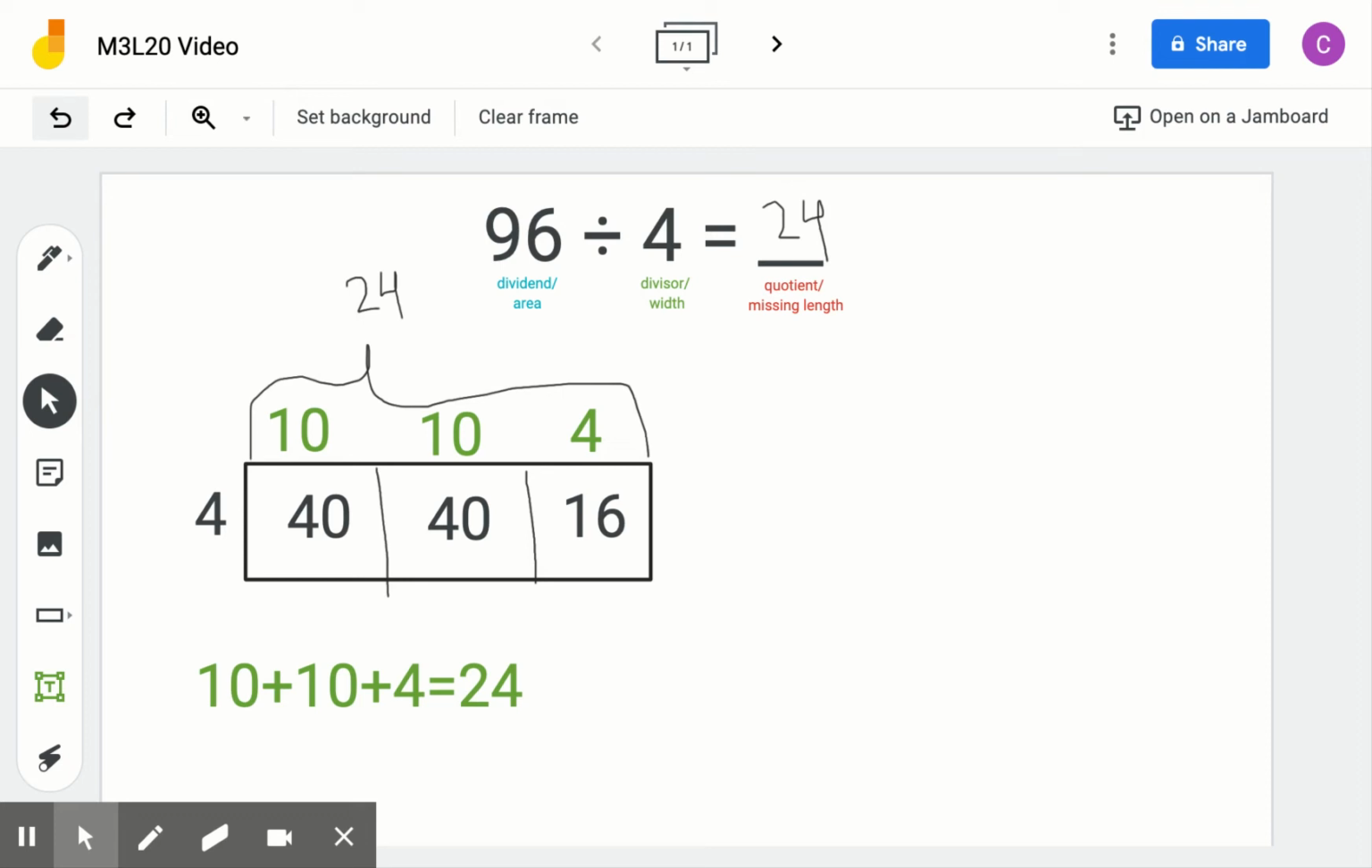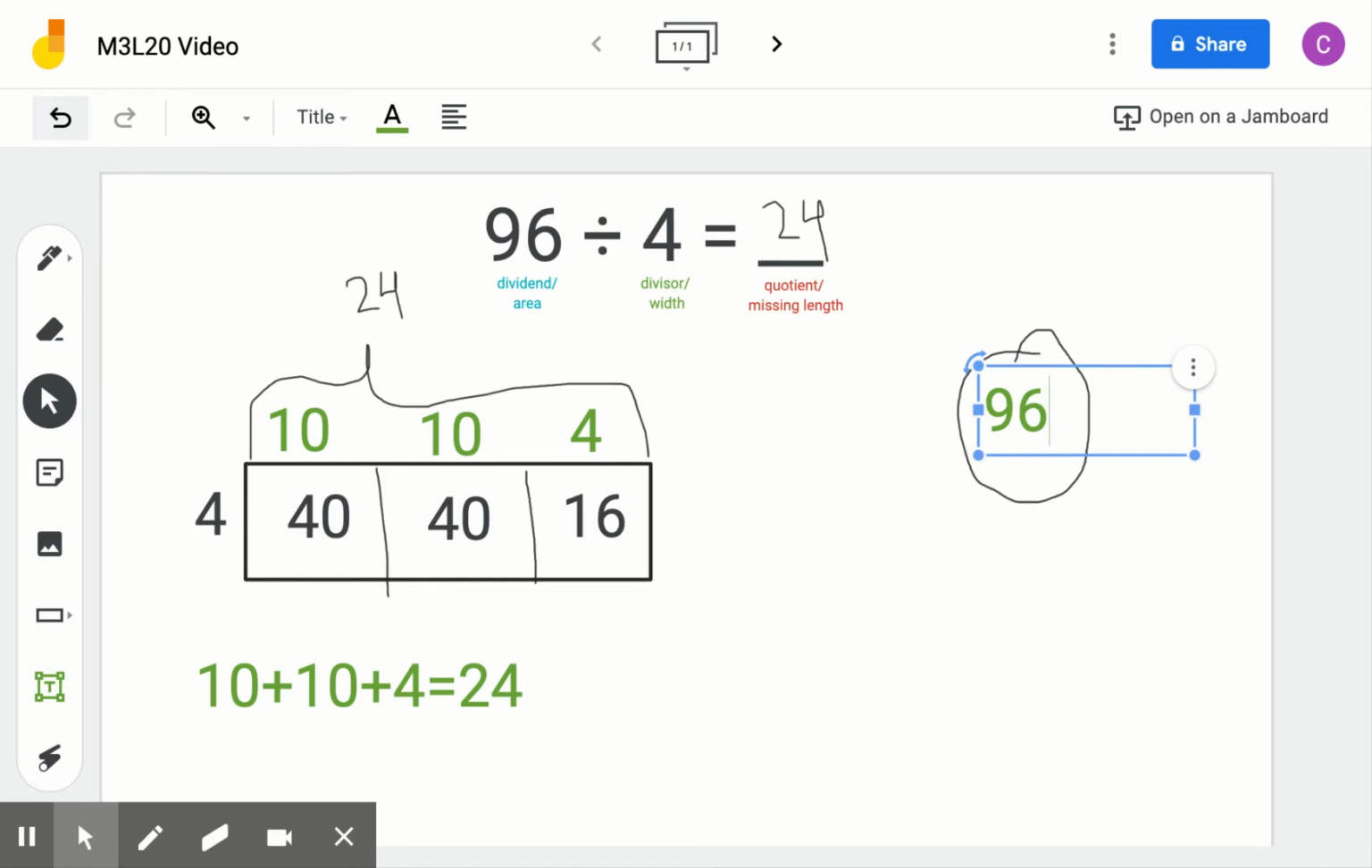Now let's talk about how to use a number bond to divide. We're going to start off with our dividend just like we did with the area model. We know the dividend is a whole number, and on a number bond, that's the number that comes at the top. So 96. And just like we talked about earlier, 96 can be a little tricky to divide by. It's a big number, so we can break 96 up into smaller parts, the same as with our area model.